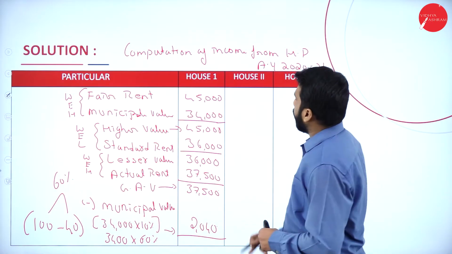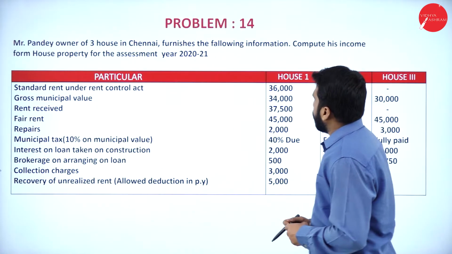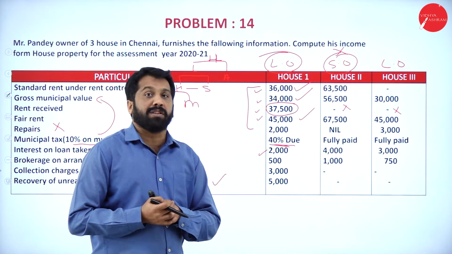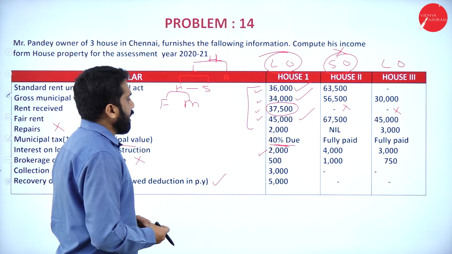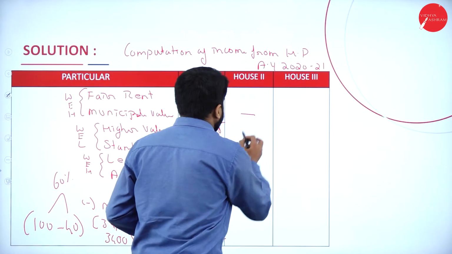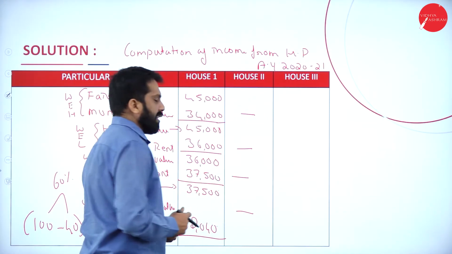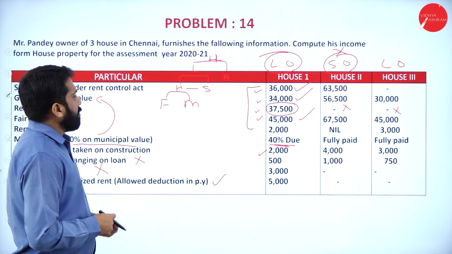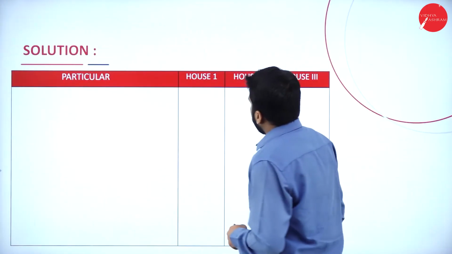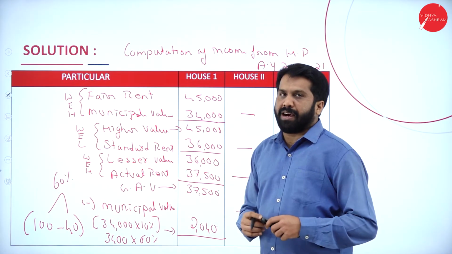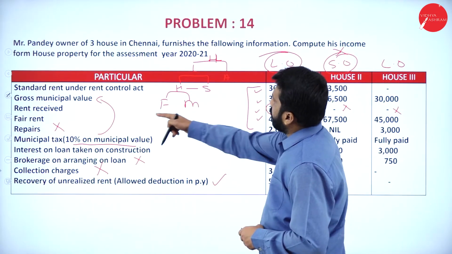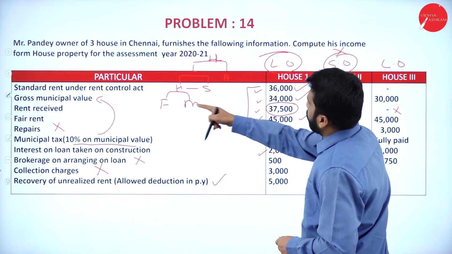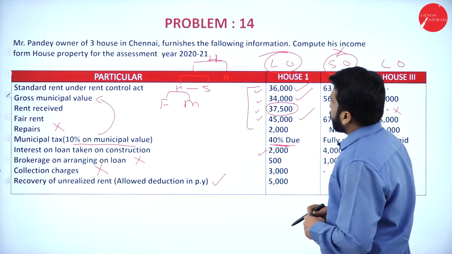Clear? Yes. Now, house 2, as I told you, we have considered self-occupied. Self-occupied means will you calculate? No. We will not calculate anything. So, everything will be nil. Come to house number 3. Now, house number 3, do you have fair rent and municipal value? Do we have any information? Fair rent, we don't have. Municipal value, yes, we have 30,000.